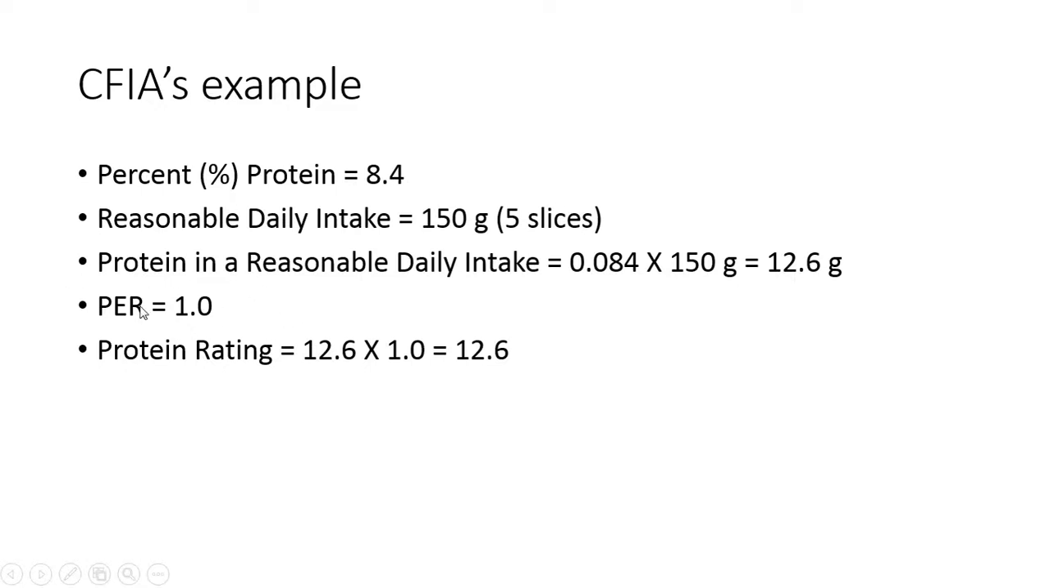Then there's this PER value. And again, as I mentioned before, this is something that you may have contracted out from a research lab. But it's also great because CFIA has some published tables of PER of common food ingredients. And that's going to give you your protein rating score here, 12.6. If you recall back from the table from the Guide to Food Labeling for Industry, we needed to have a protein rating of 20 to make a source of protein claim, or a protein rating of 40 to make an excellent source of protein claim.